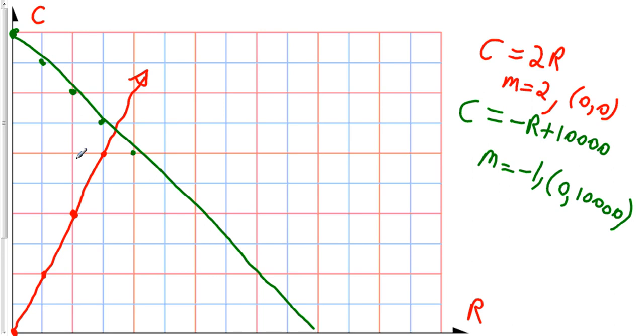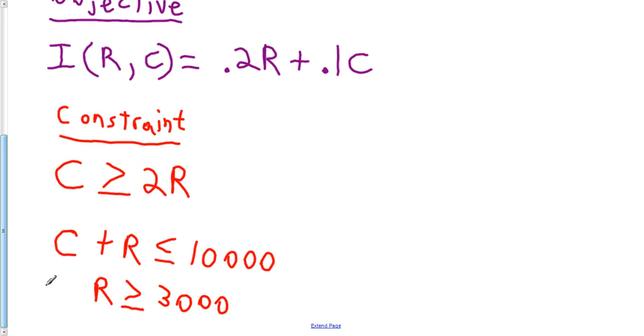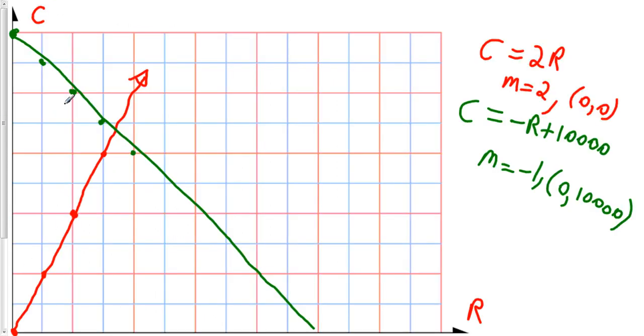If you want to, you can just choose a test point, like I said before. You can choose the same test point, 1, 4, and plug it in. If you plug in 1, 4 into this inequality, you will get 1 plus 4 is less than or equal to 10,000, which is a true statement, which also tells me I would be shading below the green line.